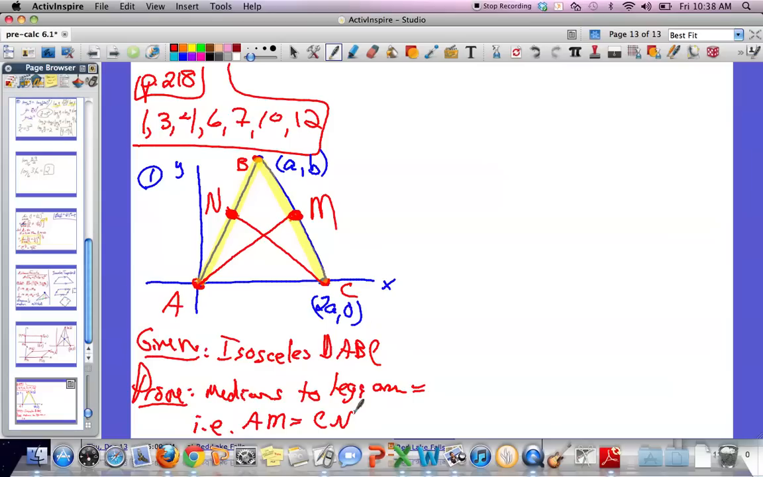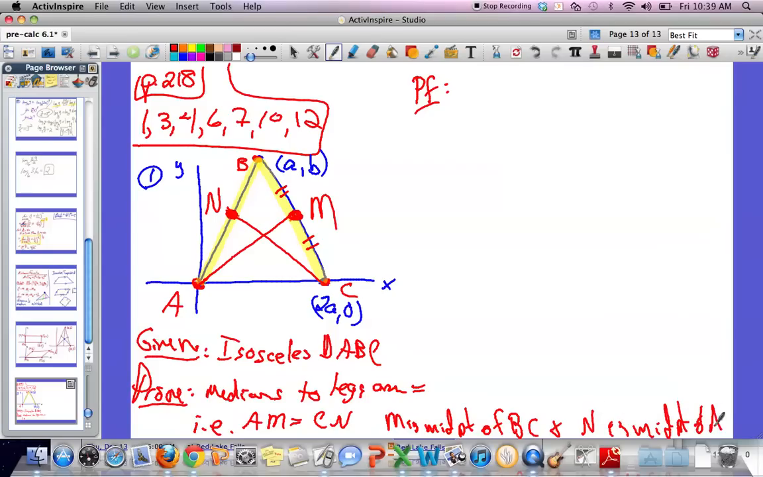All right. So here's my proof. Let's label this because M is my midpoint. So I'm going to mark that this side equals that side. If M is my midpoint, I could maybe make a note of that here. M is midpoint of BC, and N is midpoint of AB.